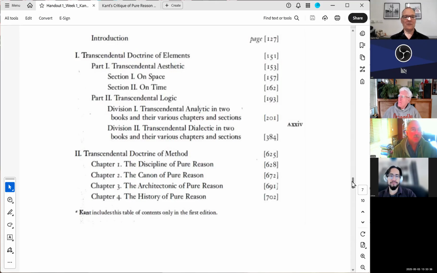And there are two major divisions. The transcendental, and this is a word we have to understand, and we'll read Kant on that word soon. The transcendental doctrine of elements, so the elements of pure reason. Part 2, the transcendental doctrine of method, how you use the elements. Right? So that's the key part, which is not as widely commented on.